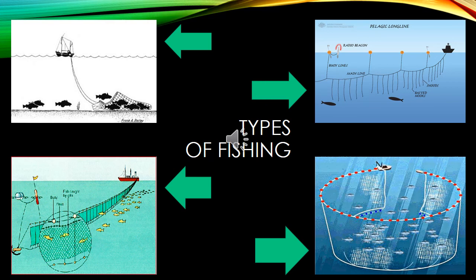Thirdly, you have what is called long line fishing. This is where you have one single main line with several smaller fishing lines and hooks attached. These hooks are usually baited in order to catch a specific type of fish. Unfortunately, they are very, very notorious for picking up turtles, dolphins, and some of the smaller whales.